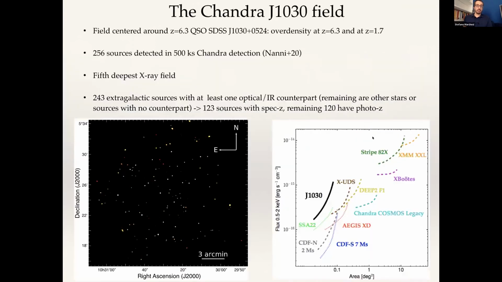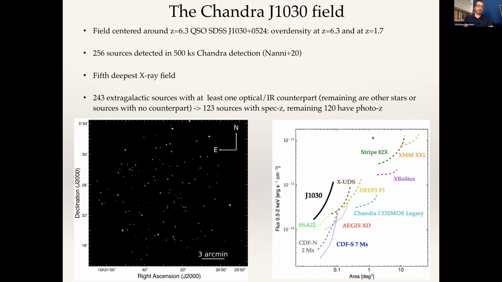So the focus of this paper is the analysis of the J1030 field. You have heard a little bit more earlier on in the presentation. And as you have heard, this is the first field with a redshift greater than 6 overdensity that has been spectroscopically confirmed.